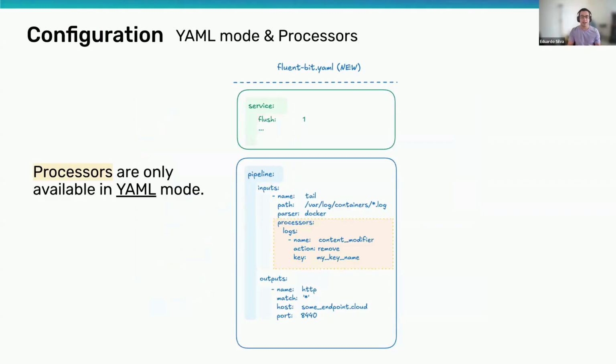Also, as I was saying, all these features, I was referring to processors. And processors are a way to process the data, right, right away once the input plugin generates that data. There's no routing involved, right? But processors are only available on YAML. And you can run filters as processors, that's fine. But this is the thing that I wanted to highlight regarding this configuration mode.